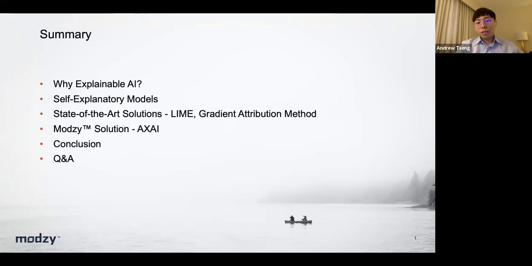And then I'm going to present some of the state-of-the-art solutions. These solutions are able to explain complex models, such as deep neural nets. They are LIME and the gradient attribution method. Finally, our main dish, our multi-solution, which has a fancy name called AXAI. And then I'll end the session with a conclusion and Q&A.